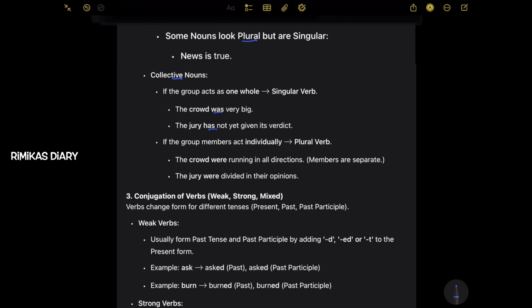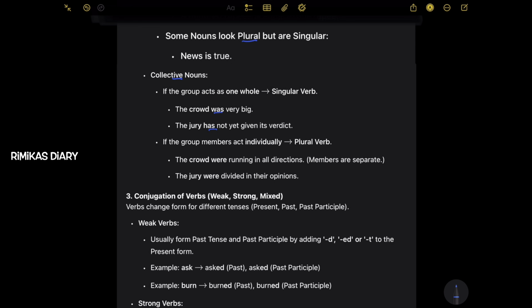Fall versus fell. Fall, intransitive verb. To drop or come down. So present fall, past fell, past participle fallen. Example, I alone cannot fell this tree. Fell, transitive verb. To cut down a tree. So present fell, past felled, past participle felled.